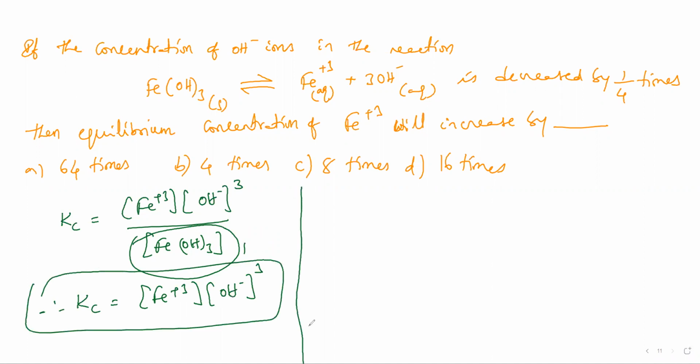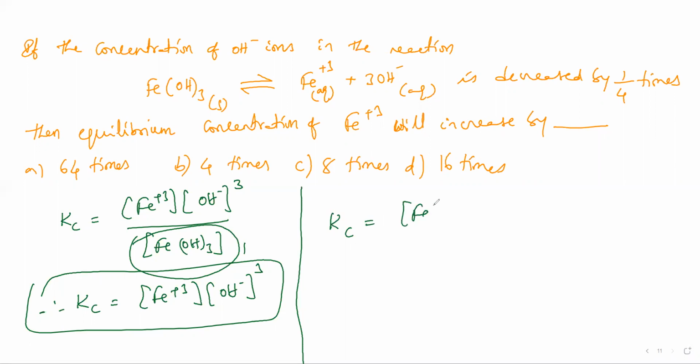Now let us include the condition there. What is the given condition? The concentration of OH minus ions is decreased by 1/4 times. Then what happens to the concentration of ferric ion when it attains equilibrium? Ferric ion. So that we'll discuss now. So now let us include that condition.